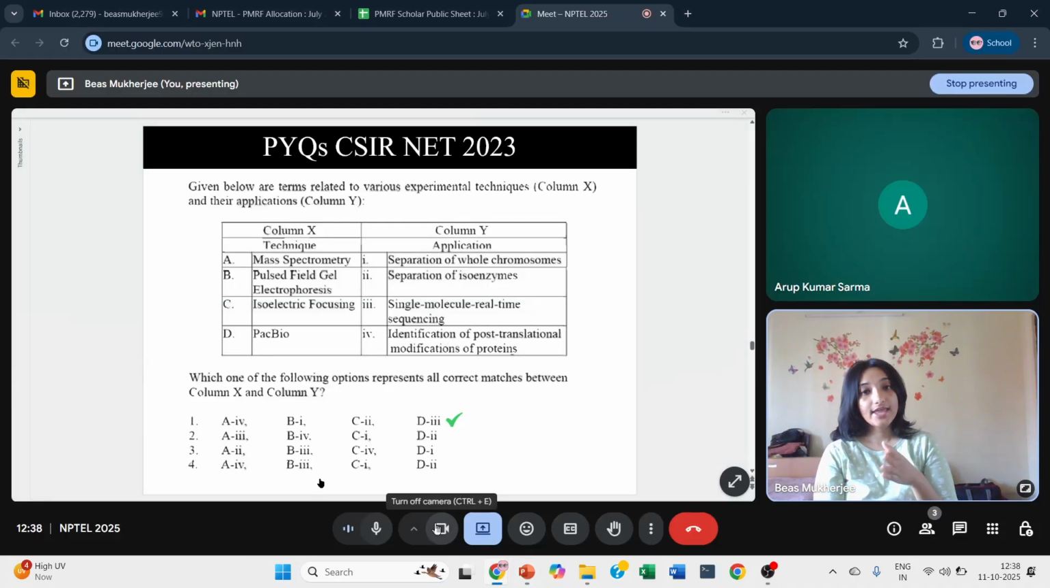So A is for 4. Mass spectrometry is definitely useful for determining post-translational modifications of proteins. Okay. B, pulse field gel electrophoresis. This is useful for studying whole chromosomes. Correct. Isoelectric focusing is very useful for separation of isozymes. And PacBio is of course used for single molecule real-time sequencing. Okay, or SMRT sequencing.